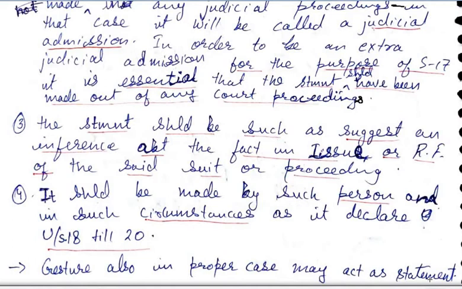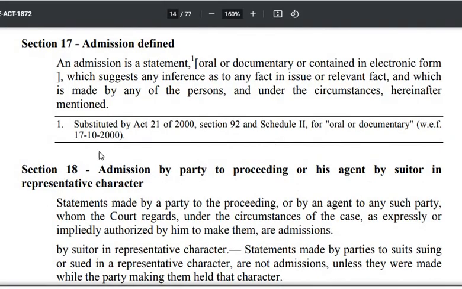So that is a gesture that I did not go. Or if you nodded your head up and down in the form of a yes, that means that I go. So even gestures, in a proper case, may act as a statement. So first they are saying there is a statement, then saying which suggests an inference as to any fact in issue or relevant fact. Then they are saying which suggests an inference regarding a fact in issue or relevant fact.